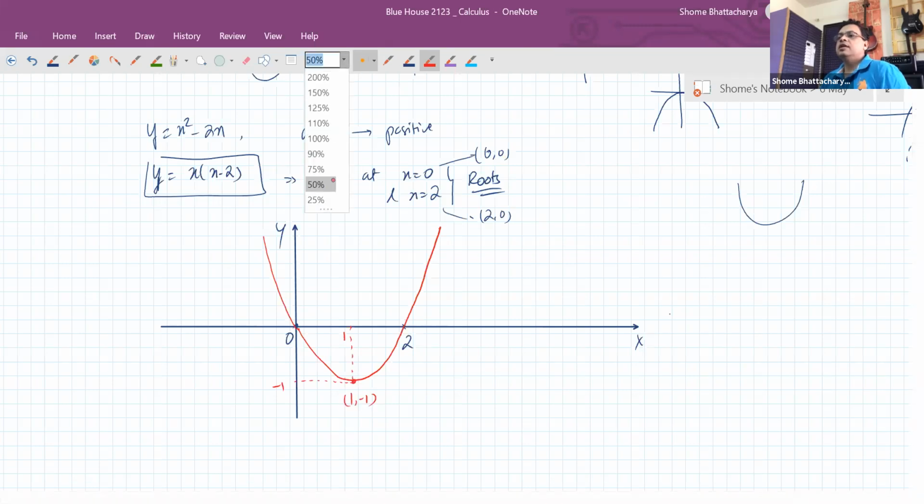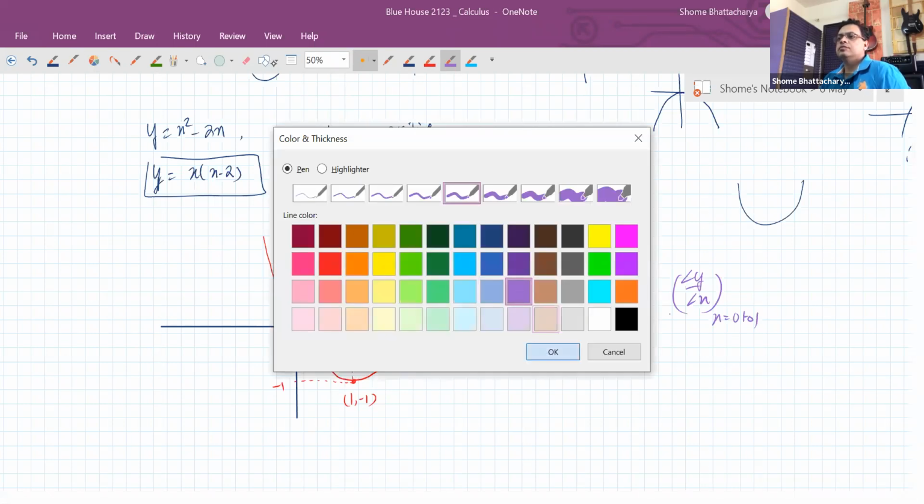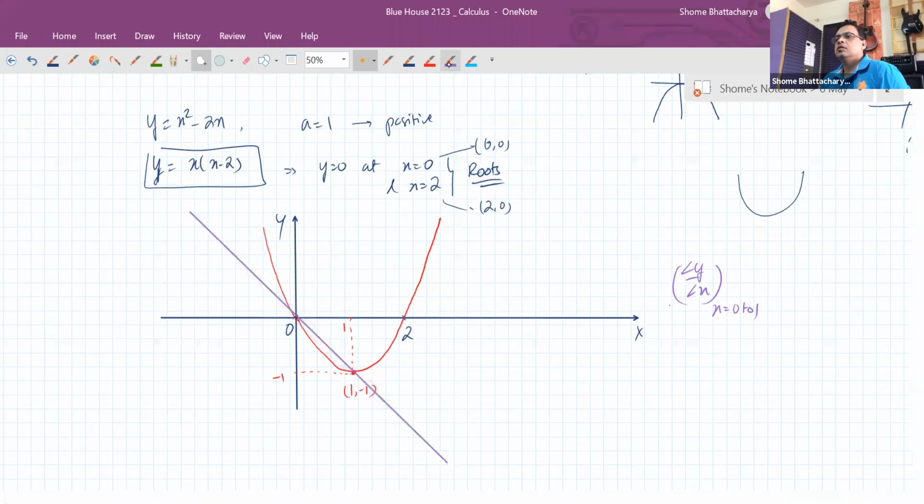So now you can indeed see the graphical interpretation. We want to find out delta y by delta x for x equal to 0 to 1. So we'll have to draw a secant line joining these 2 points. That secant line will look like this. You can see that it has a negative slope. This particular secant line has a slope of -1. That is why this average rate of change was -1.